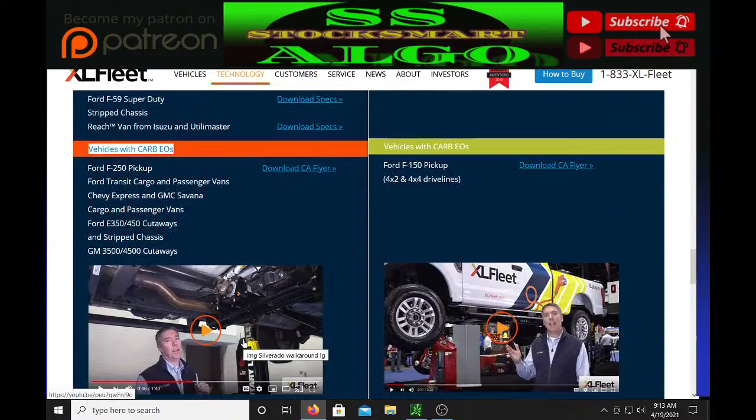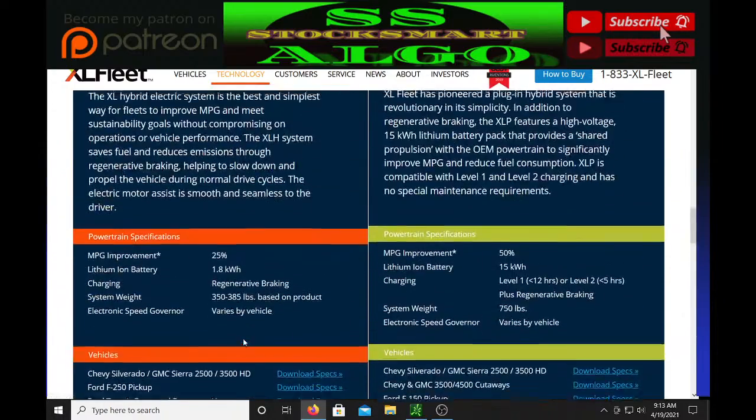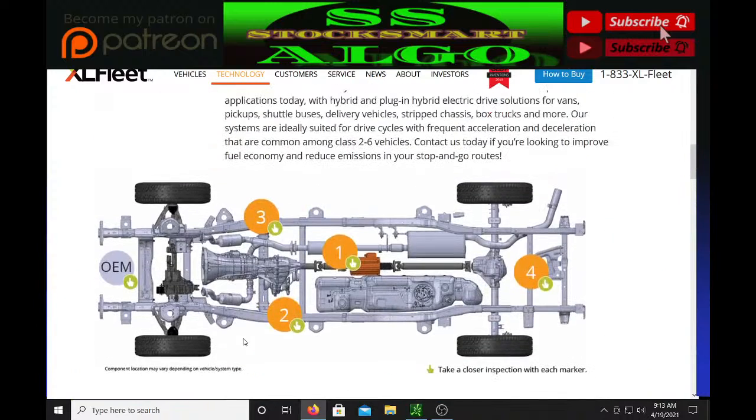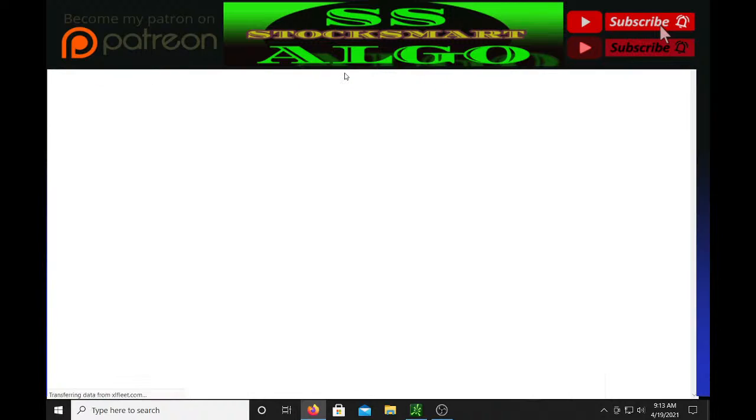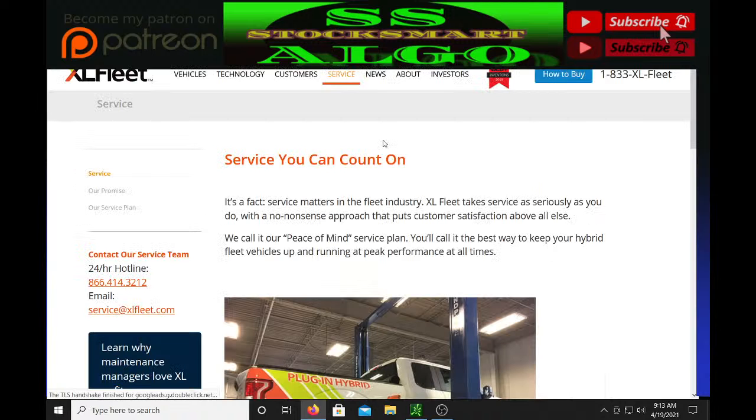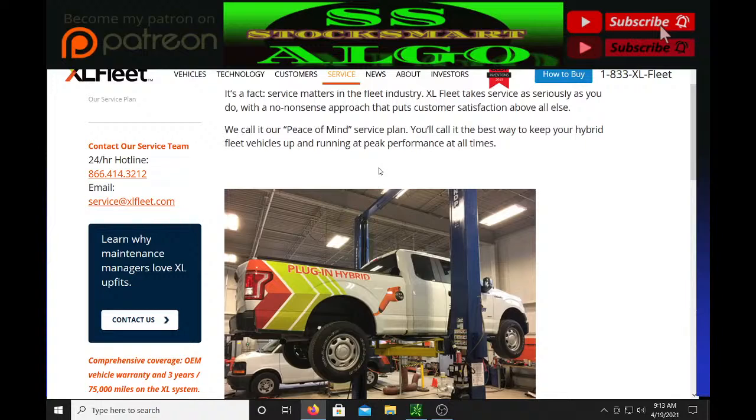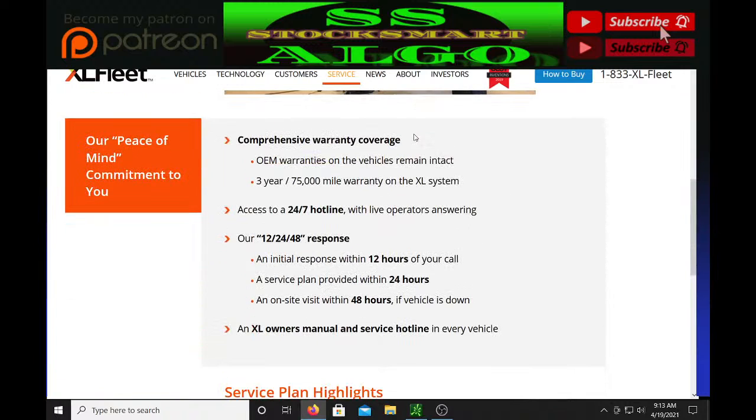Vehicles with extra specifications. Let's just say that. Alright. Now service. Service you can count on. Where can I take this to get my peace of mind service plan? Where can I get it serviced? Who's going to work on it? How quickly can I get it done?